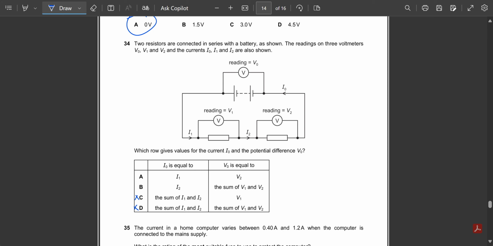And V0 is equal to V2? No, V0 is equal to the sum of these two. So that's B.